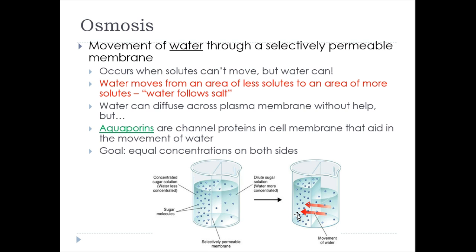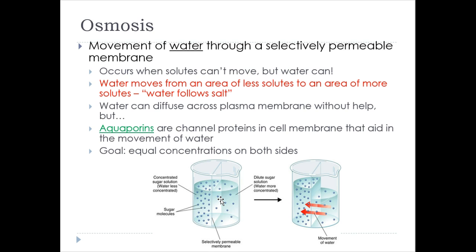So let's do an example. Let's say there's 10% sugar on this side and 1% sugar on this side. How much water is on this side? If there's 10% sugar, there's going to be 90% water. And if there's 1% sugar on this side, there's 99% water. So 90% water, 99% water. That's all we need to do. We just need to cut down to the chase.